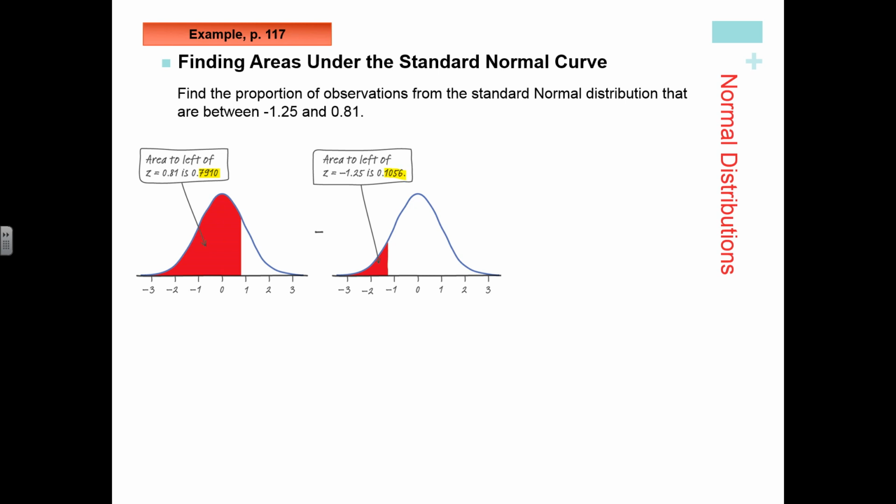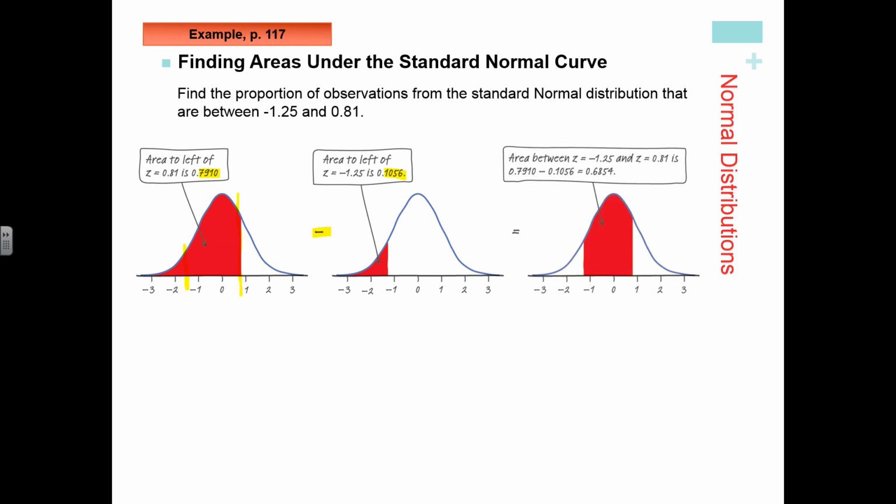Now basically what's happening is I want the area between the two. In other words, I want the area from here to here. So if I found all of this and subtracted off the little tail, I'd be left with what's in the middle. If I take the 0.7910 minus the 0.1056, I get my final answer of 0.6854. In other words, that's the proportion of observations, or the probability, that our observations will be between negative 1.25 and 0.81.